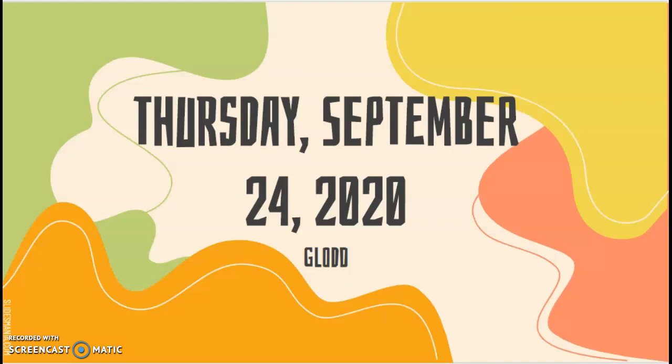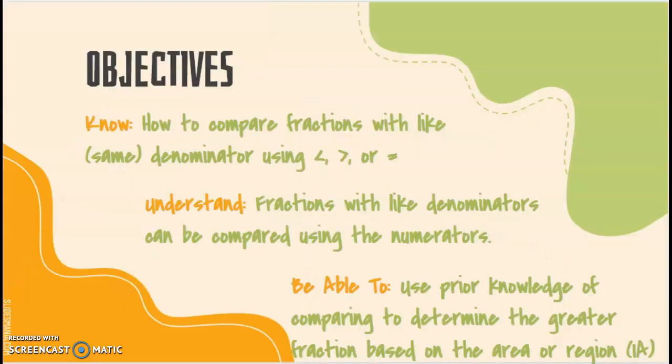We are going to continue our learning on fractions, and today's objectives are: we will know how to compare fractions with the same denominators using less than, greater than, or equal symbols. We will understand fractions with like denominators can be compared using the numerators. We will also be able to use our prior knowledge of comparing to determine the greater fraction based on the area or region.